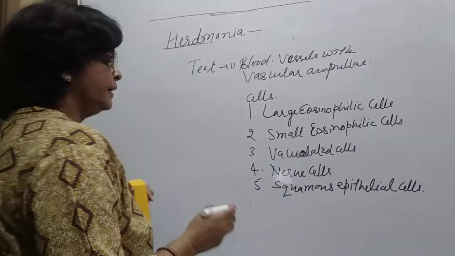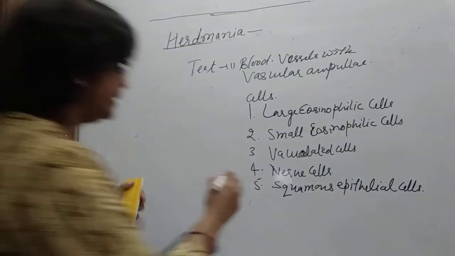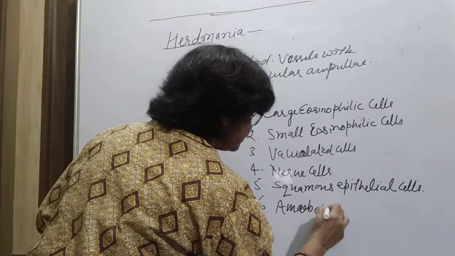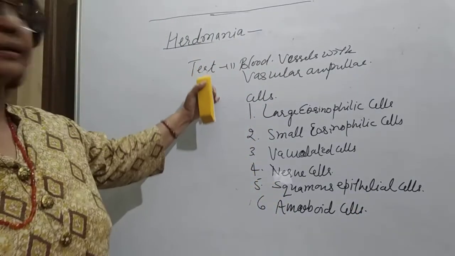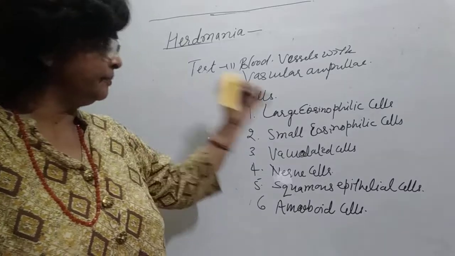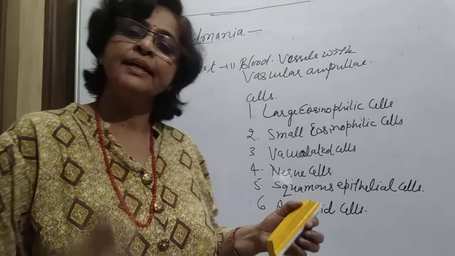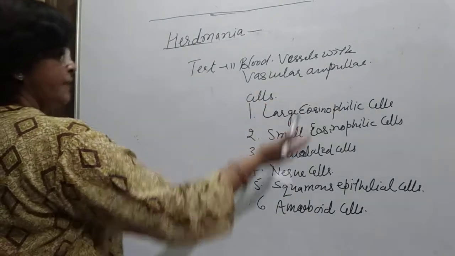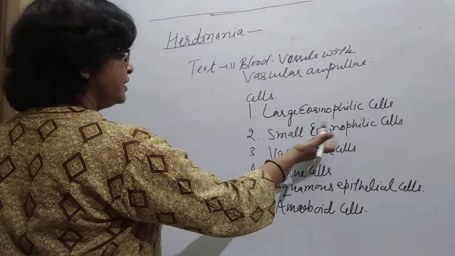And other nerve cells I have told you, the squamous epithelial cells and the amoeboid cells. These are some important kinds of cells which are found inside the test. These cells are present and do a number of functions there. So you can draw that very easily if you see the large and small eosinophil cells.